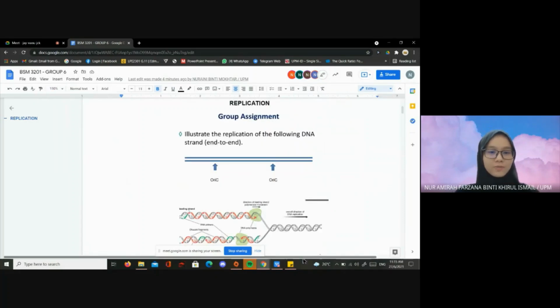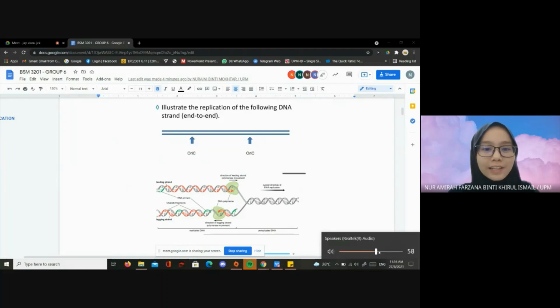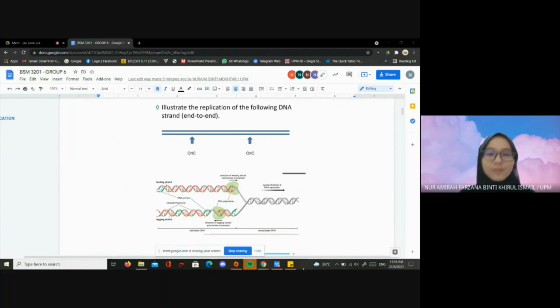Okay, thank you. So I think the replication will start with initiation first. So according to the question, as we can see, there are two origins of replication. So from this, we know that this is a eukaryote, okay? Eukaryote chromosome. So in the initiation, there is the formation of the replication fork. So what is a replication fork?